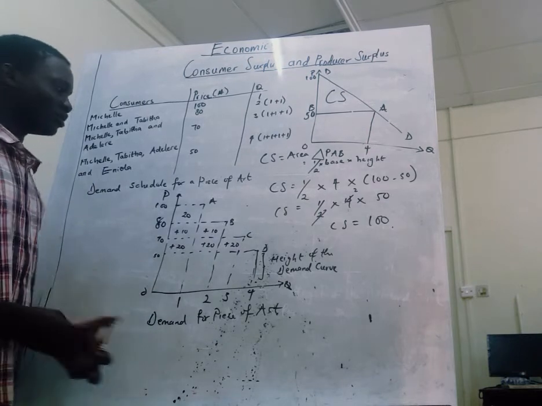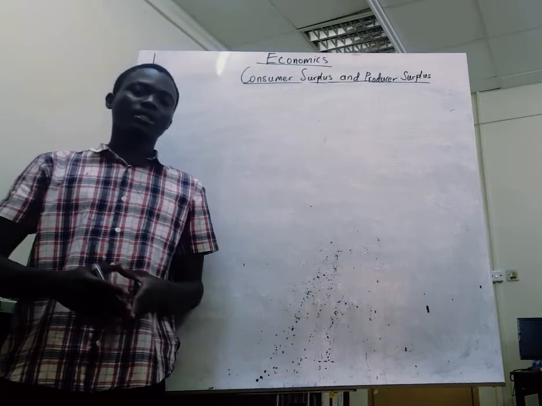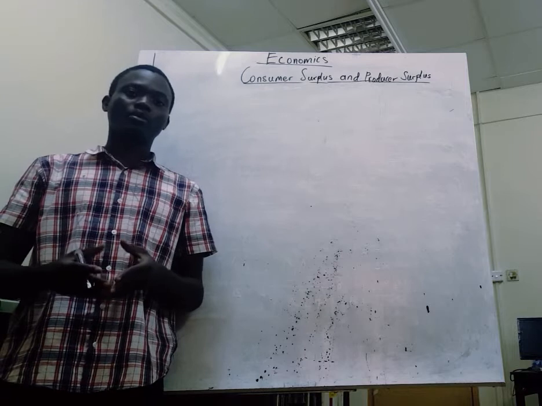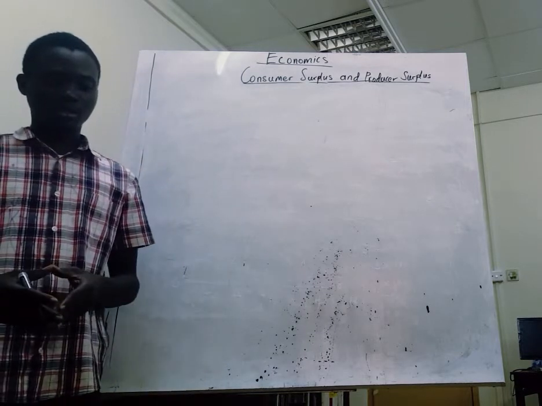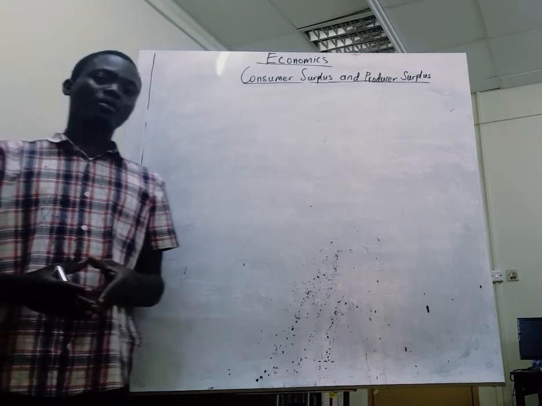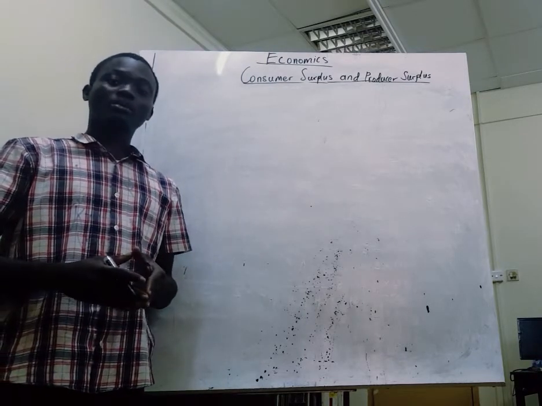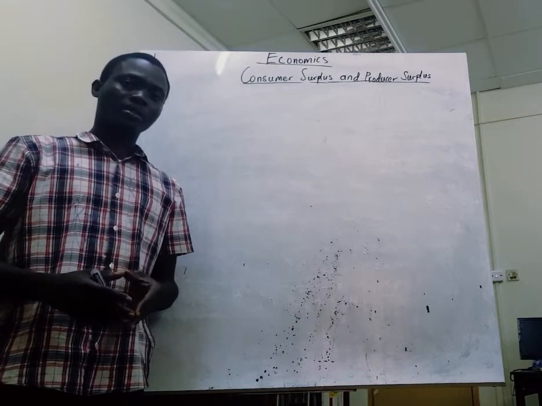Now let's go to the producer surplus. Producer surplus is simply the difference between the minimum price that a producer is willing to charge for his or her product and the actual market price. Let me say, for instance, you have a book that you want to sell to your friend, and the minimum price that you want for that book is 500 naira.